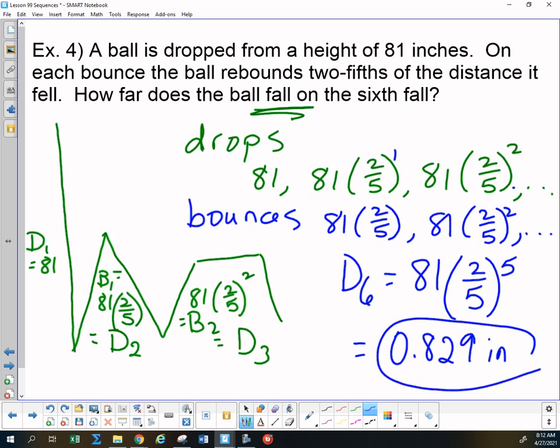But if we had wanted the sixth bounce, we would have had to have 81 times 2/5 to the sixth. That's why I'm saying draw a picture so you can see the pattern and see which way you need it. Okay, one last problem.